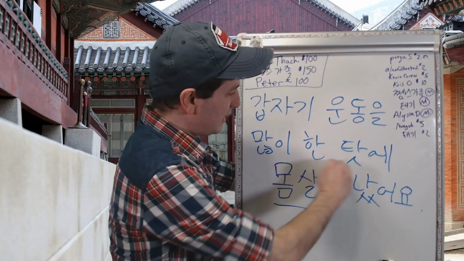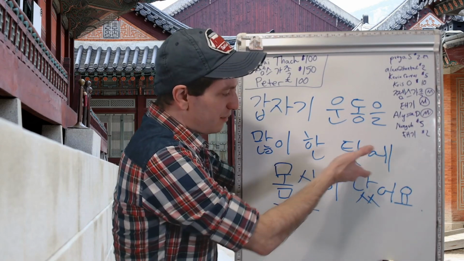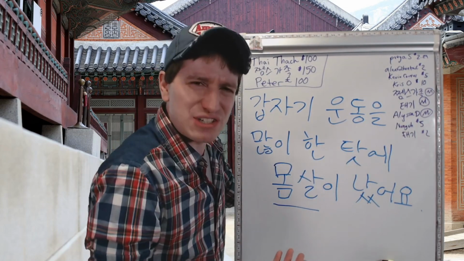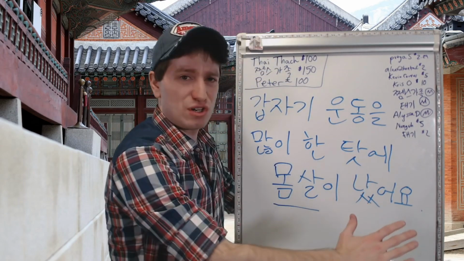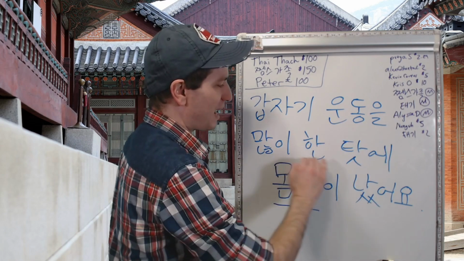갑자기 운동을 많이 한 탓에 몸살이 났어요. I got 몸살 as a result of, the reason is, I'm blaming it on. The cause was because I suddenly exercised a lot. 갑자기 운동을 많이 한 탓에 몸살이 났어요. I got sick because, how did I get sick? 갑자기 운동을 많이 한 탓에.